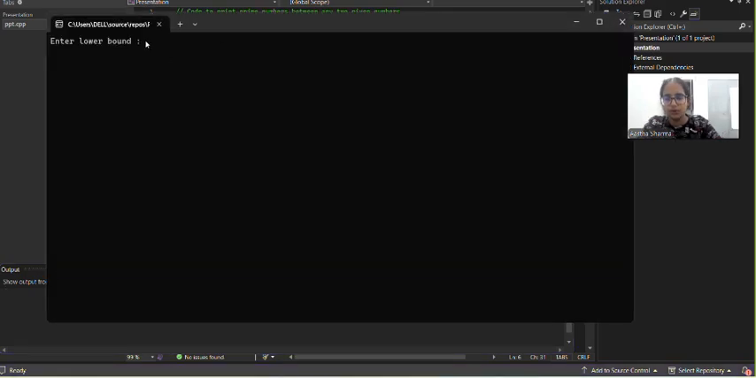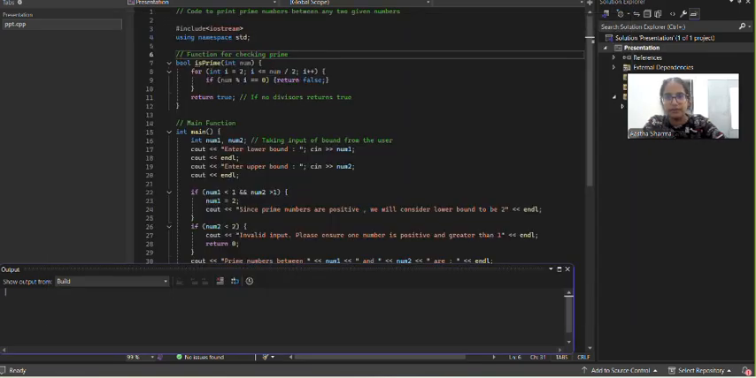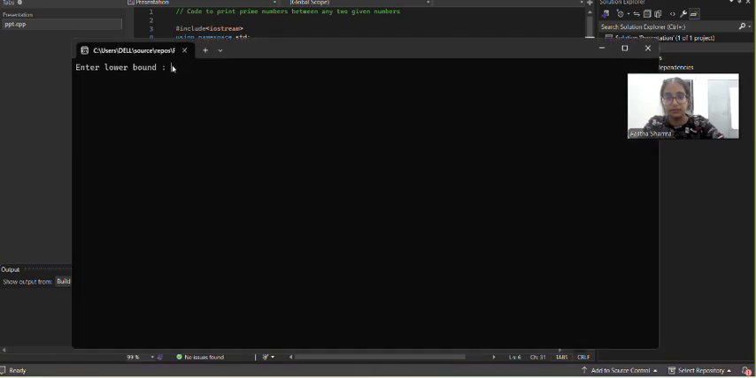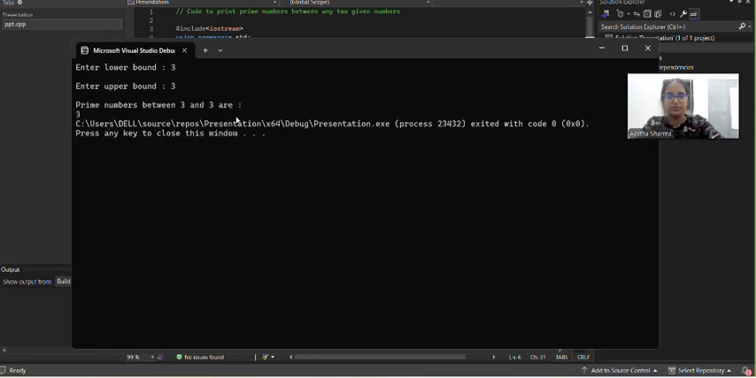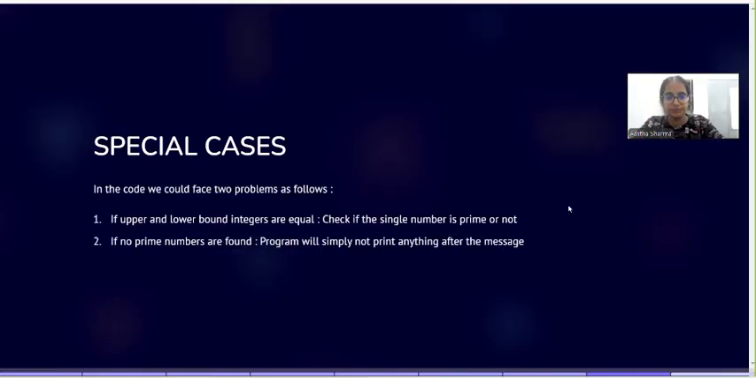Let's say the lower bound is 24 and the upper bound is 26. Since there are no prime numbers in this range, it won't print anything after the message. And if both the upper bound and lower bound integers are equal, what would happen in that case? Let's say the lower bound is 3 and the upper bound is also 3. So it will print that prime numbers between 3 and 3 are 3, because 3 is a prime number. So here we have completed our special cases also.